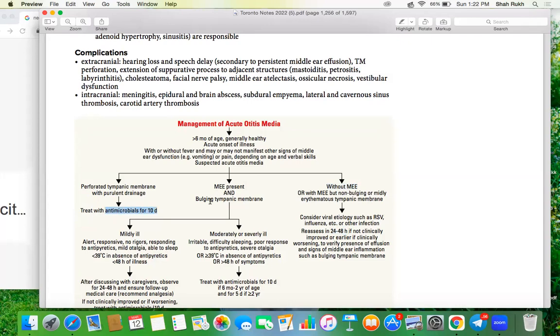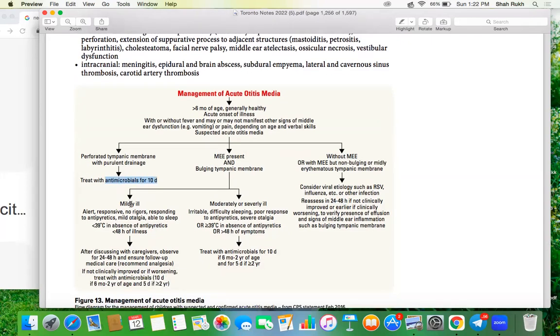But middle ear effusion comes with the two, bulging. It is mildly ill or moderately ill. It comes with the bulging. Now it is further divided into two, mildly or moderately. Mildly may be alert, totally okay, having a little bit of fever, and the infection is not more than 2 days, less than 48 hours, and the fever is not too high. So everything could be okay.